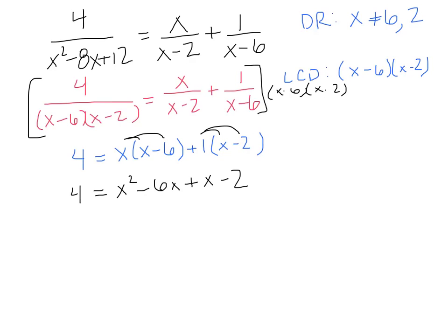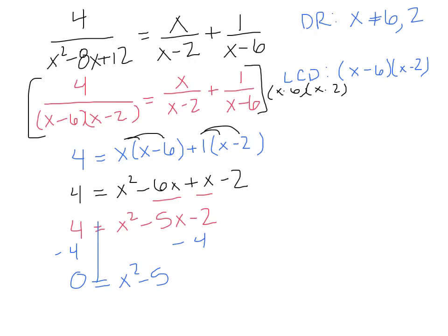Then we can combine some like terms. It looks like I have a couple pairs of x's. So I will end up with 4 equals x squared minus 5x minus 2. Now we need to get it to equal 0 because this is a quadratic. So I'm going to subtract 4 from both sides. So I end up with 0 equals x squared minus 5x minus 6.